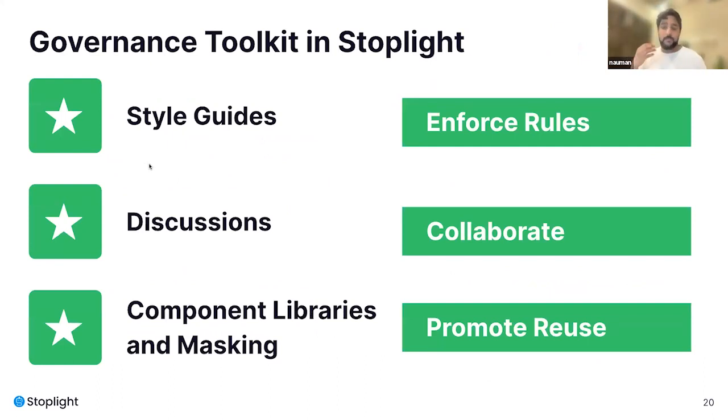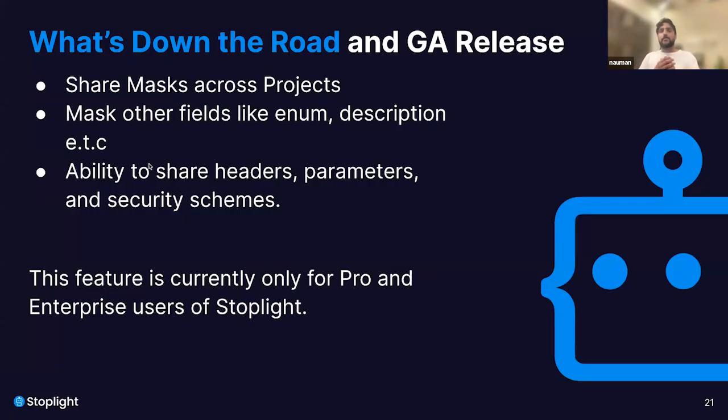Component libraries and masking are one piece of the toolkit on Stoplight, which is to promote reuse, but we have other parts too, like style guides, which are used to enforce rules. We have discussions now within Studio, which can help you comment on different things. And the combination of these features, we think, helps you govern your APIs better. But if there are other features that you'll be looking for in governance, do let us know. Vote in our roadmap so that we can actually look into building some of those into the tool itself too.